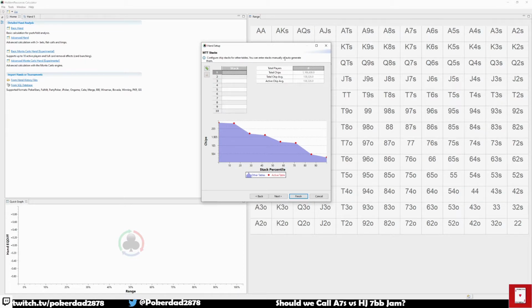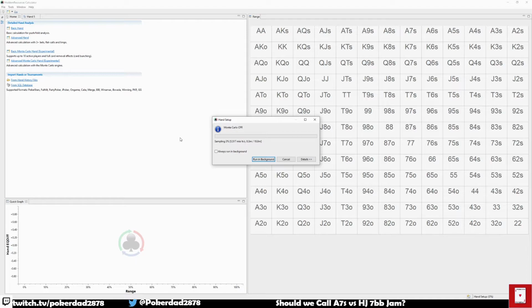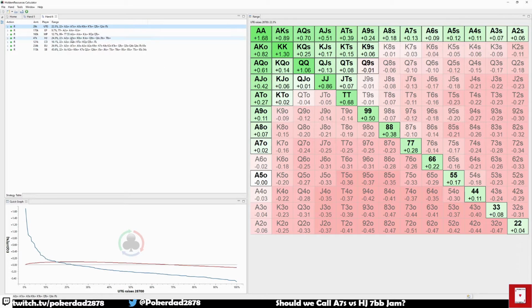Oh, configure chip stacks over the tables. Oh, okay, cool. Here we go. All right, so 16 remaining players. And we would be in the middle of the pack here. And there's no open. It's just a jam. So all in, and finish. Then we'll compare the two. And there's 16 left, which means there's a money jump coming.